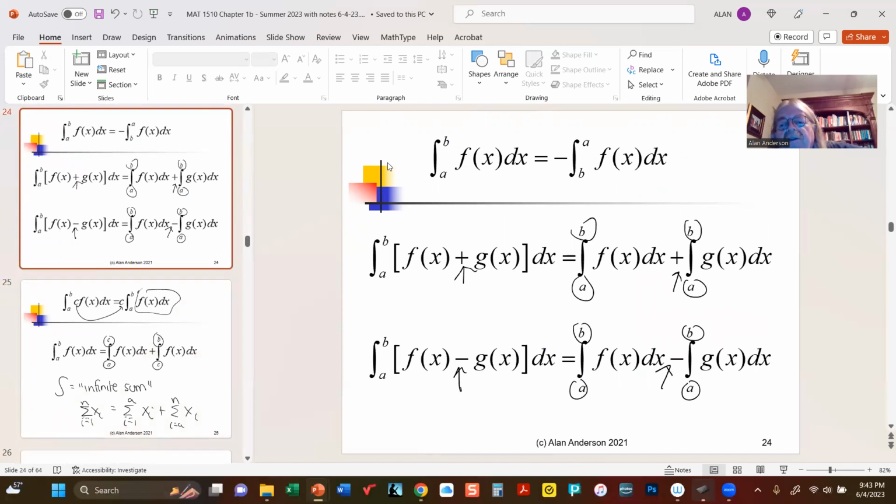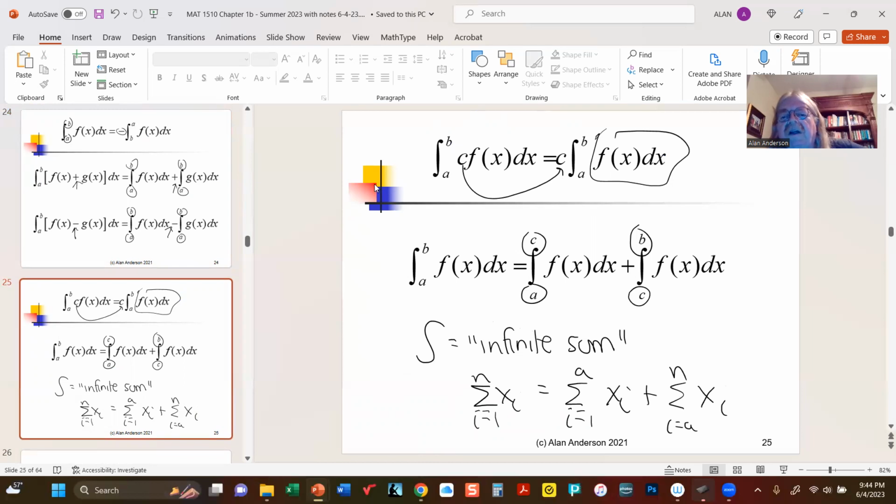Now, this opens up the doors to some algebraic properties that we could use. And you can see here, interestingly enough, if we reverse these two, that makes the area negative. Now, this one is pretty self-explanatory. The integral of a sum is the sum of the integrals. And the same thing is true for the difference. The integral of a difference equals the difference of the integrals. Constants can be moved to the outside of the integral sign.